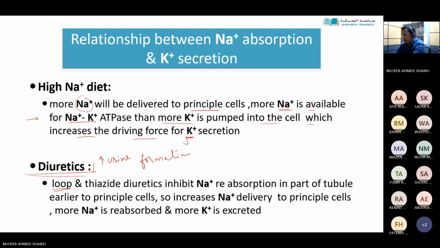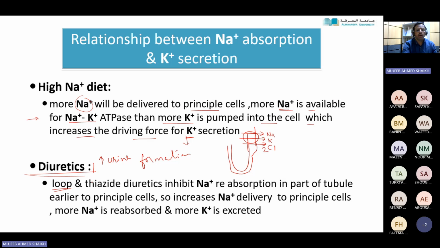Loop means loop of Henle. So those diuretics which act on the loop of Henle. In the loop of Henle, there is a descending limb, then there is an ascending limb. In the ascending limb, there is a thin and thick segment, right? In the thick segment, you have got a channel or a protein which is known as the sodium potassium 2 chloride channel.